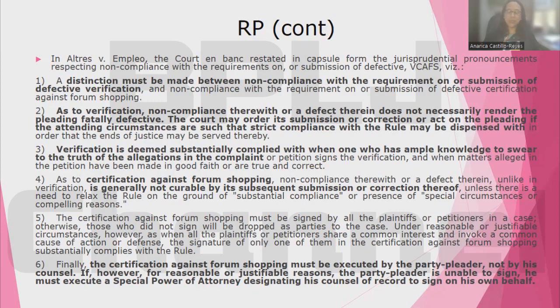The certification against forum shopping must be signed by all the plaintiffs in the case. Those who did not sign will be dropped as parties to the case. Finally, the certification against forum shopping must be executed by the party pleader, not by his counsel.